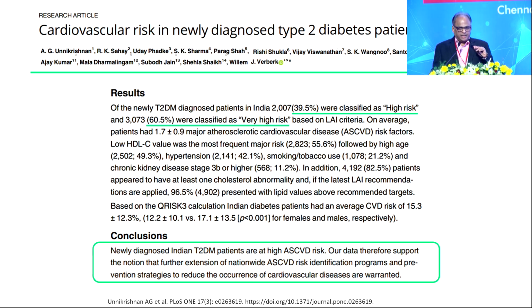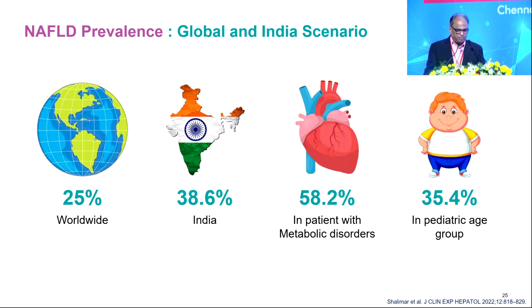Now, this is another interesting finding in Indians. According to the Lipid Association of India criteria, the newly diagnosed Indian type 2 diabetic patients have a high ASCVD risk. Not everybody has high risk, but here it is. We could see that almost 80% of our people have one or other risk factor explained by the Lipid Association of India, and that also promotes that we need to have an SGLT inhibitor on board for our treatment.